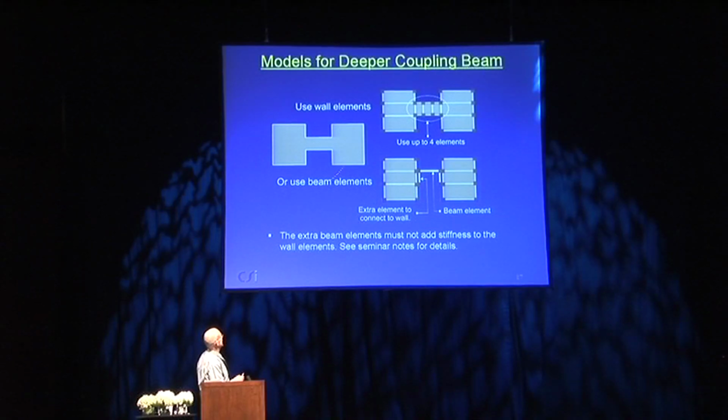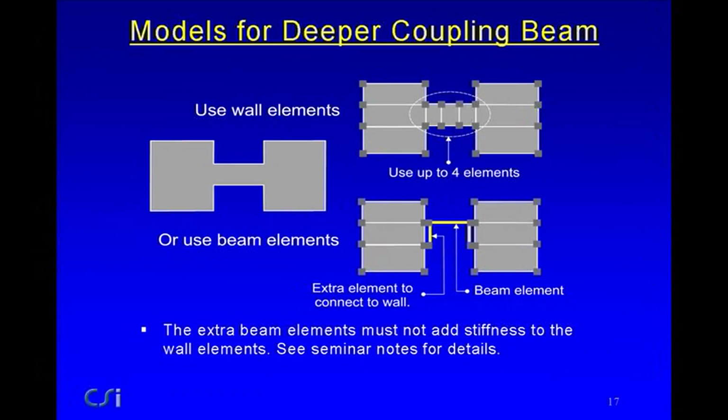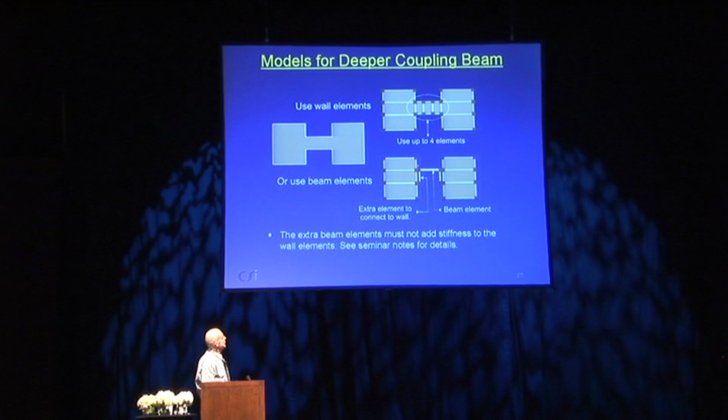If you have a deeper coupling beam, which is shown here, you can either use wall elements or you can use beam elements. And if you use wall elements, I don't know, 2, 3, 4 elements should be sufficient in most cases. If you use a beam, you could embed the beam at the same level as the beam. And I put the beam at the level of the floor slab, basically, here.